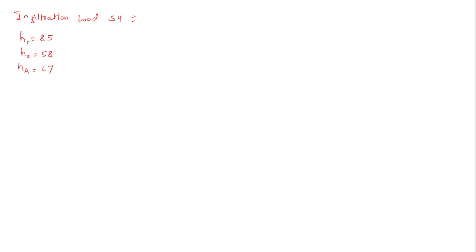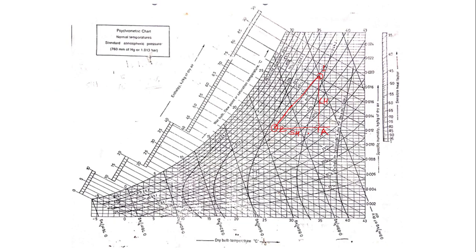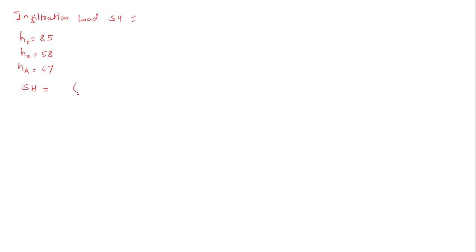Now what will be the sensible heat? If I want to write down the formula for sensible heat, it is obviously the enthalpy difference. What enthalpy difference should I consider? HA minus H2, that is the sensible heat from point 2 to A. So it is HA minus H2. However, I need to get this sensible heat in kilowatt. If you see the unit of this sensible heat, it will be kilojoule per kg.